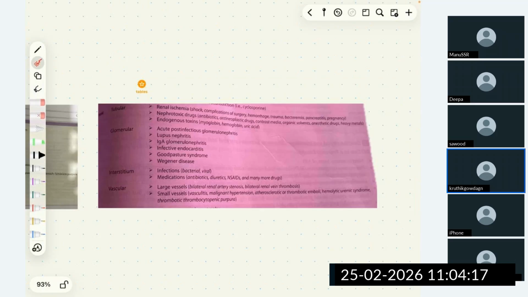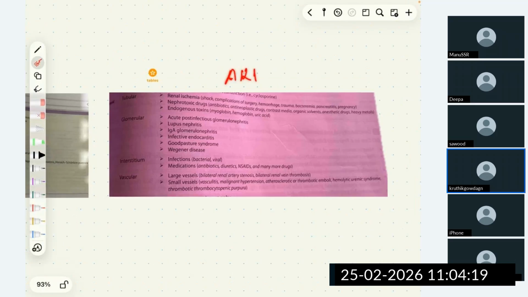So these were the causes of AKI, which I missed. The renal causes: I told you the renal causes are tubular causes, that is ATN, AIN, that I explained the previous day. And then we have glomerular causes, interstitial causes, and vascular causes. Let's continue.